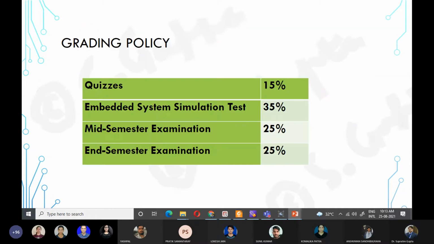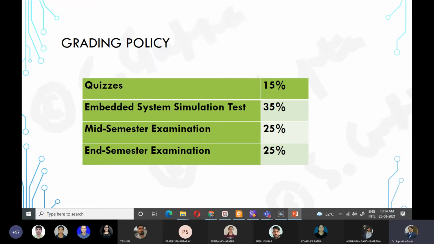Now, regarding the grading policy, we will be following tentatively these lines. We will be having quizzes, and I will probably try to make them surprise tests of 10 to 15 minutes, for say 4 times or so, tentatively, depending on the availability of time. So 15% weightage we will be giving.